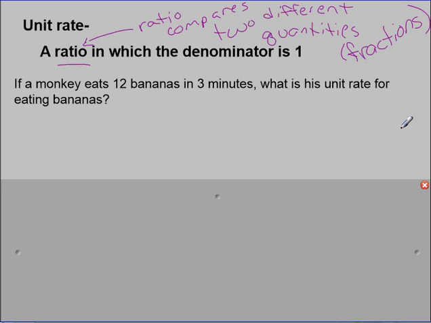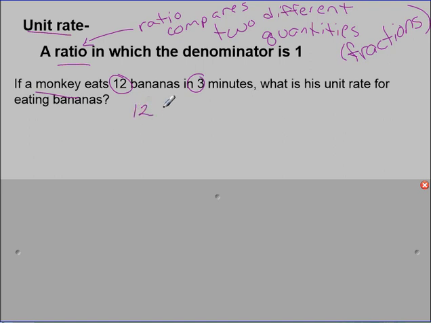So let's look at an example of a unit rate. Our definition says it's a ratio in which the denominator is 1. And let's look at what that actually means. We have this problem here about a monkey. A monkey eats 12 bananas in 3 minutes, and we want to know what his unit rate is for eating bananas. So I'm going to start by writing the ratio of bananas to minutes.